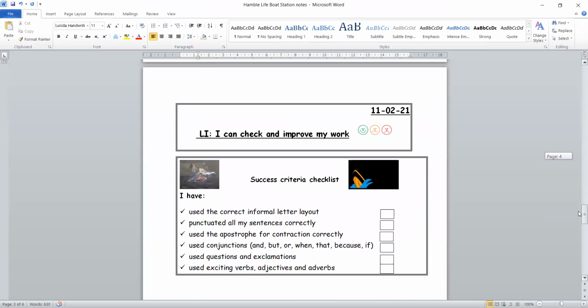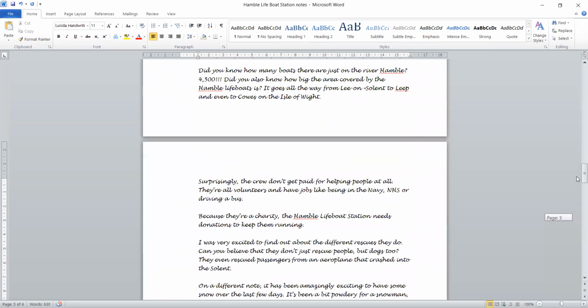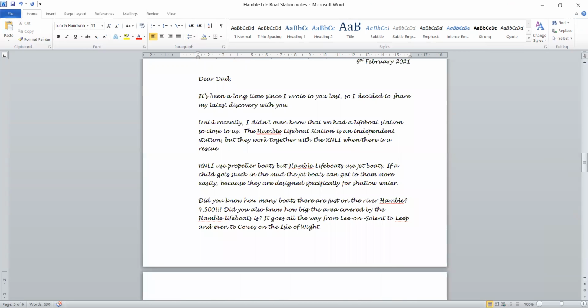The next success criteria I'm going to check is the use of apostrophes for contraction. So I'm going to go through my letter and check, have I used apostrophes for contraction? Yes, I have. And I know that I have contracted all the pairs of words that can be contracted. Oh, look, can you see that, children? Good job. I am checking my letter because I have spotted a pair of words which can be contracted, but I have not contracted them.